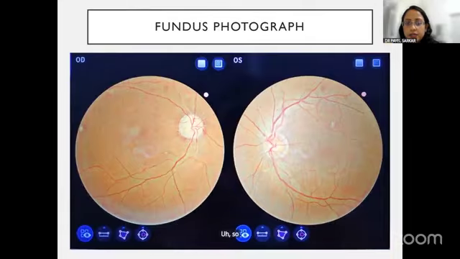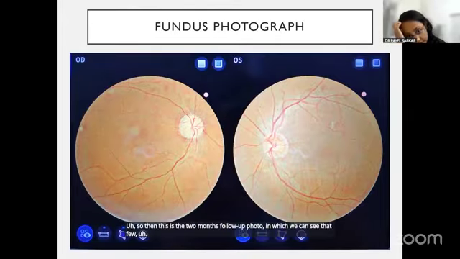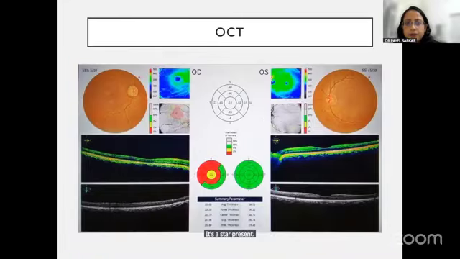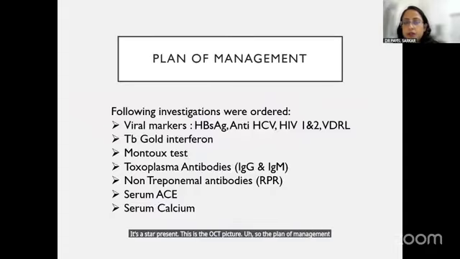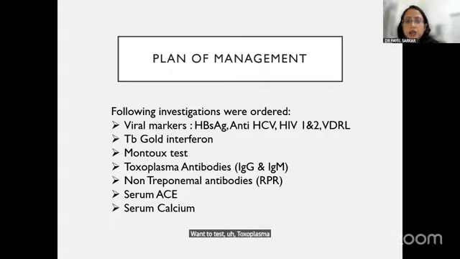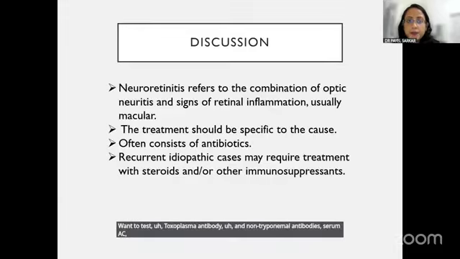So this is the 2 months follow-up photo in which we can see that few exudates were seen, but no macular star present. This is the OCT picture. So the plan of management, we ordered the following investigations for the patient: the viral markers, HBsAg, anti-HCV, HIV 1 and 2, VDRL, TB Gold interferon, Mantoux test, toxoplasma antibody, and non-treponemal antibody, serum ACE, serum calcium.